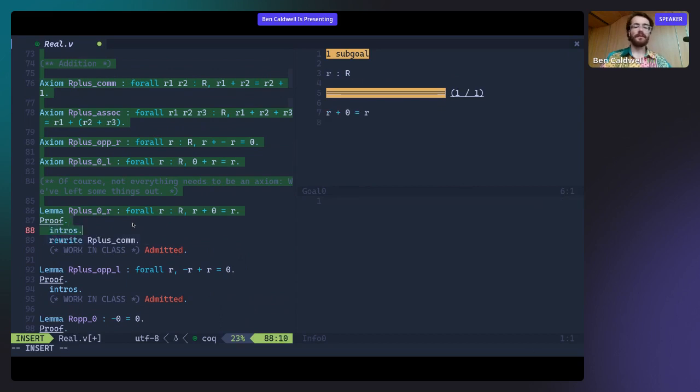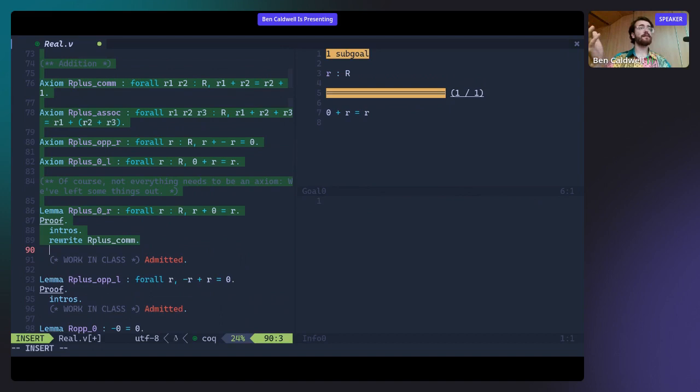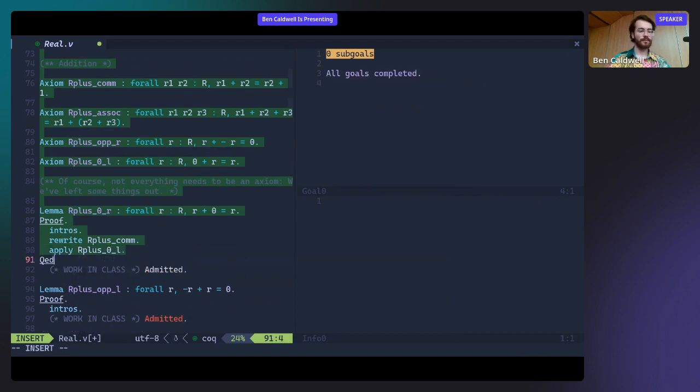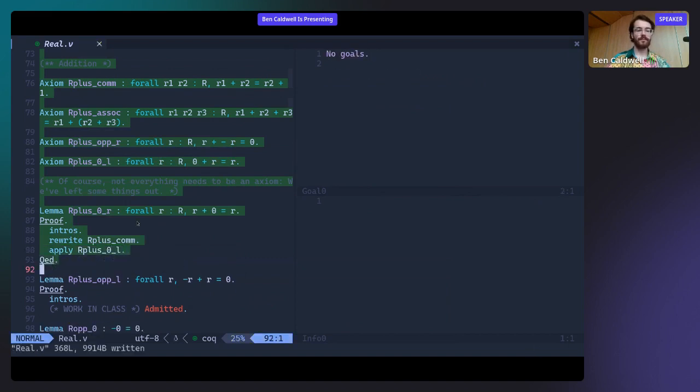But what we really need is to have our variable in scope first, right? Otherwise, R plus com doesn't know what it's actually commuting. It needs to know, hey, I'm commuting this R and this 0. And if it has the R in scope, then it can figure it out. And then the next idea is, we'll use the previous axiom. Use the previous axiom. So let's just apply it immediately. R plus 0L. All goals completed. We can QED, and we've solved that.